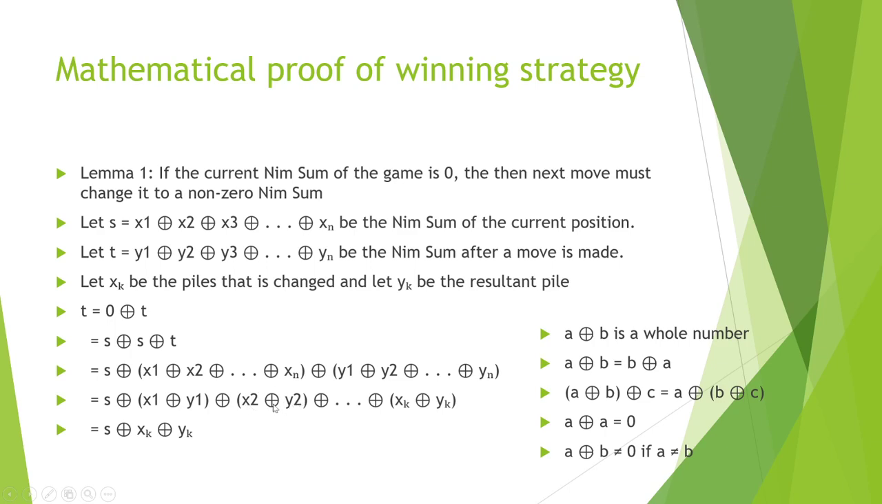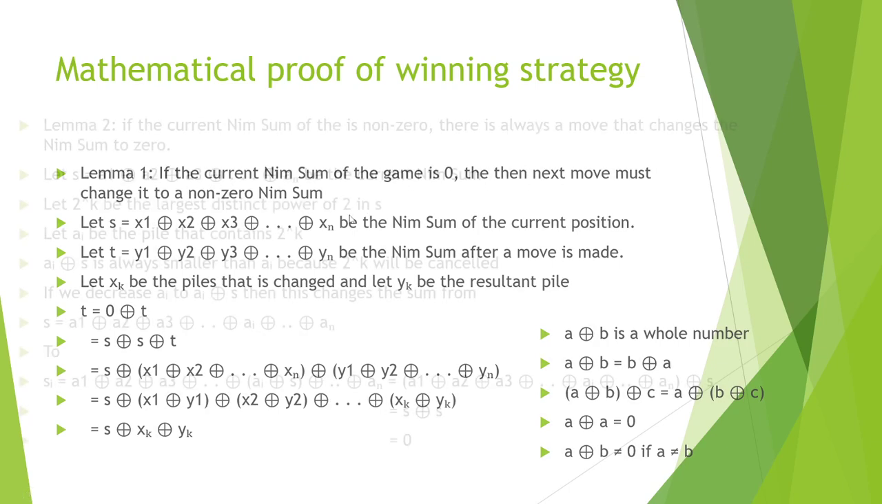x2 is paired up with y2. And because we know they are not changed, we can cancel them out according to this rule here, because x1 is the same as y1, right? And everything cancels out except for this singular pair that is changed. And we know that this is not 0 because of this rule. So we know S is 0, and this is not 0. Therefore T must be non-zero as well. So this lemma is true.